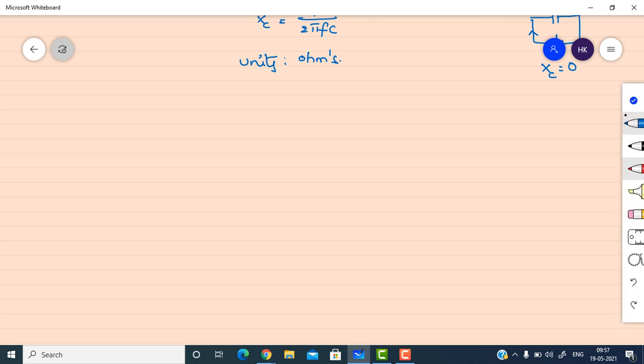Let us see the next one, impedance. What is meant by impedance?